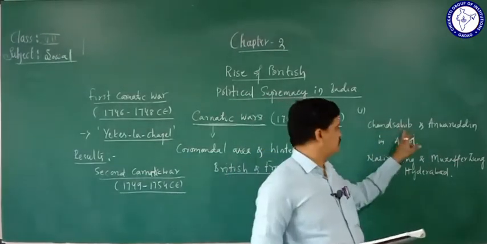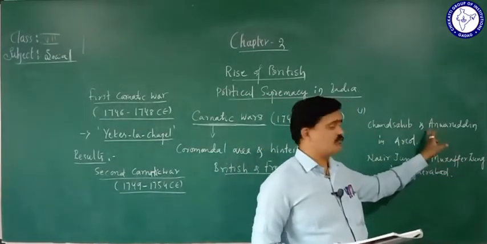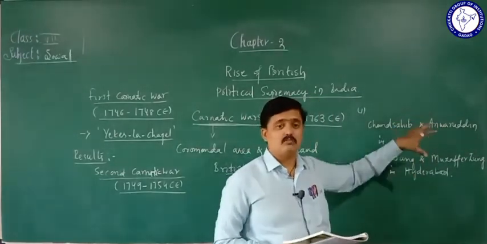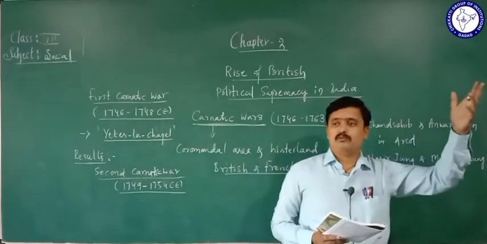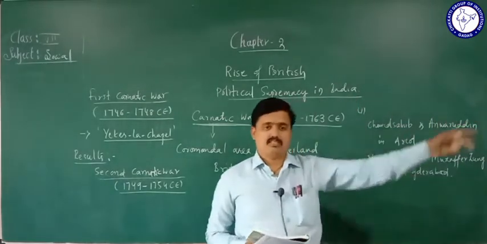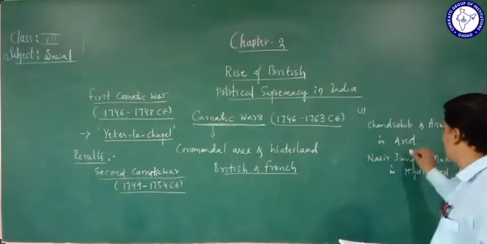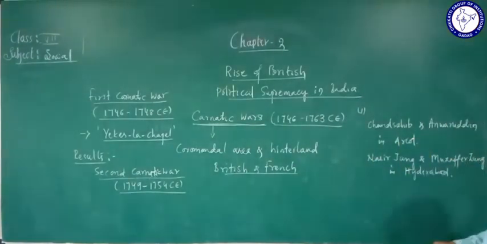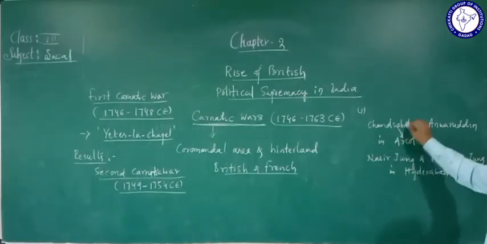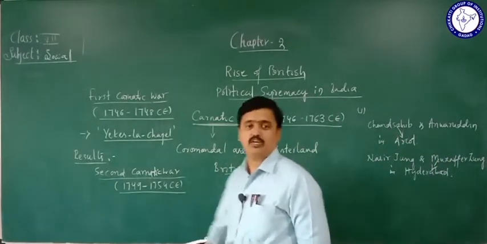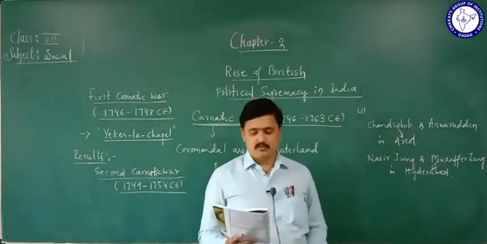Then who joined here? Chand Sahib and Muzaffar Jung joined, and afterwards they killed whom here? Anwaruddin. And his son called Muhammad Ali escaped to Tiruchanapalli. After that, Chand Sahib became Nawab in Arcot and Muzaffar Jung in Hyderabad.